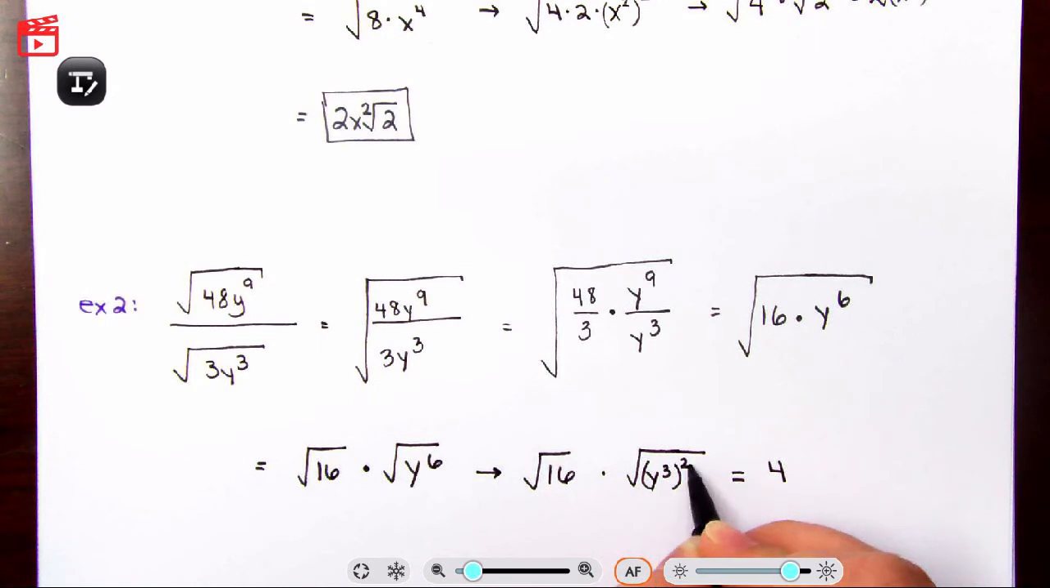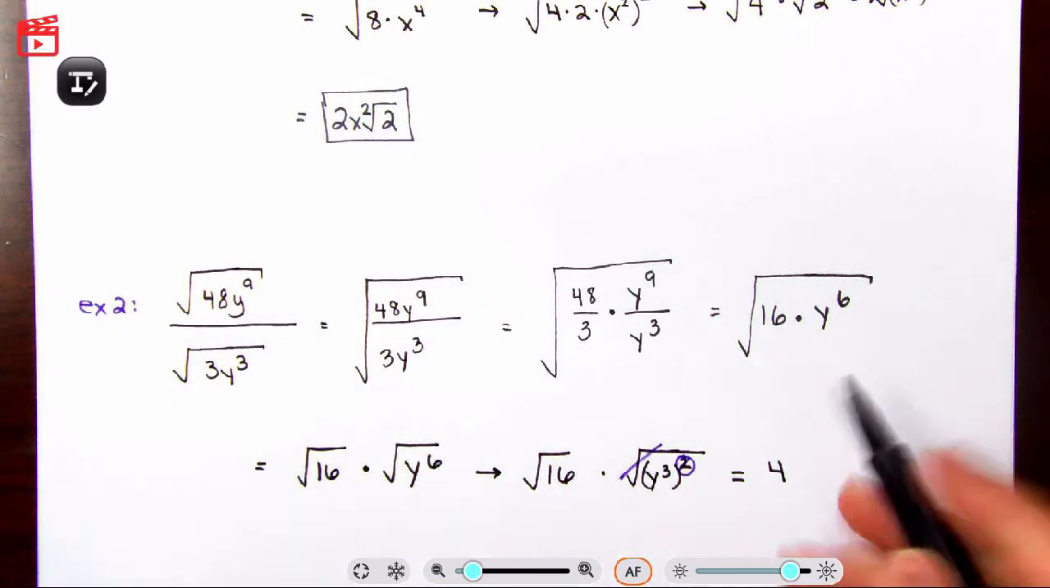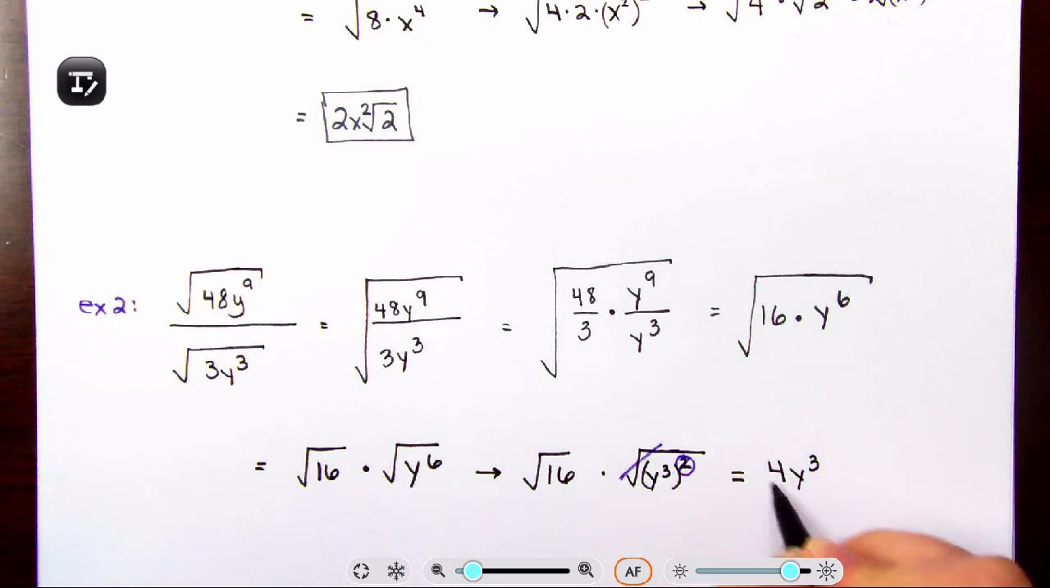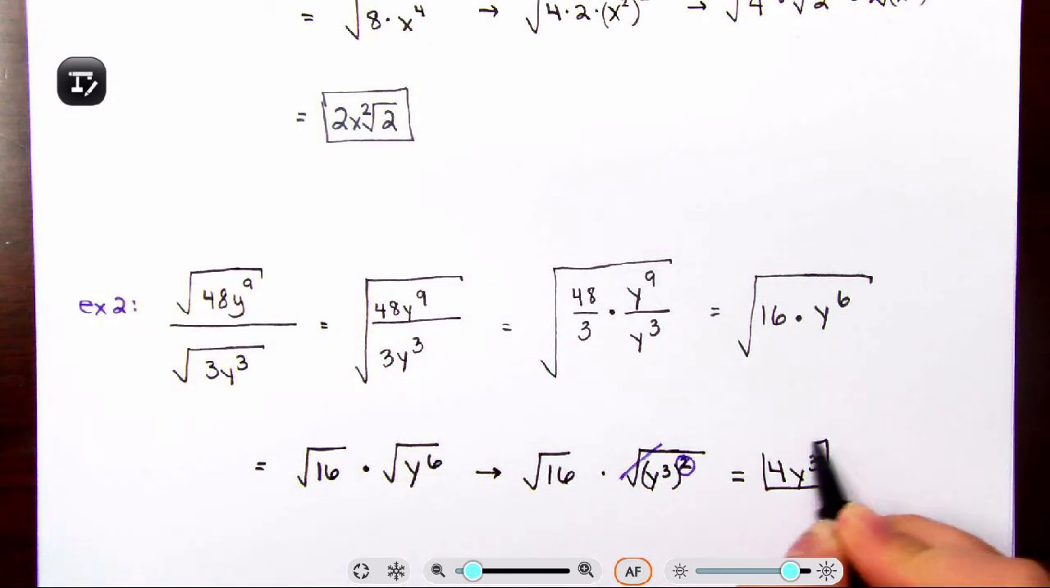The square root of y cubed squared. So the square root and the square, they cancel each other out. So I'm just left with y cubed. There's nothing else for me to simplify, so this is my final answer.